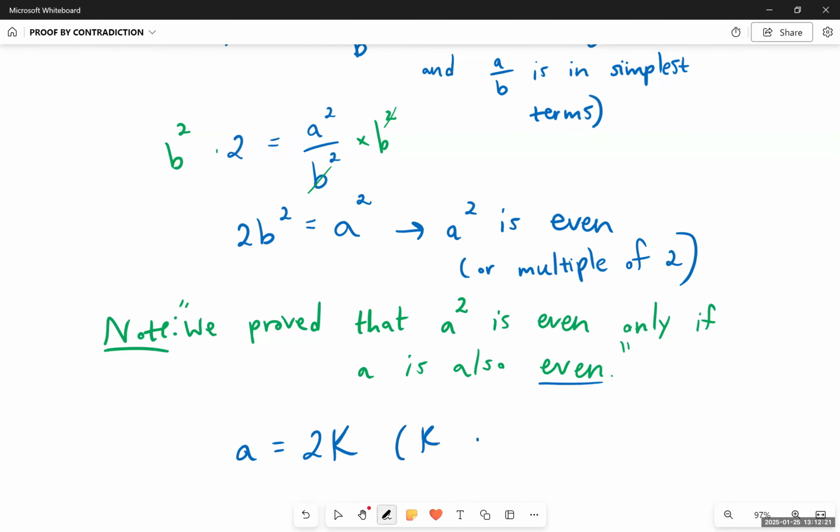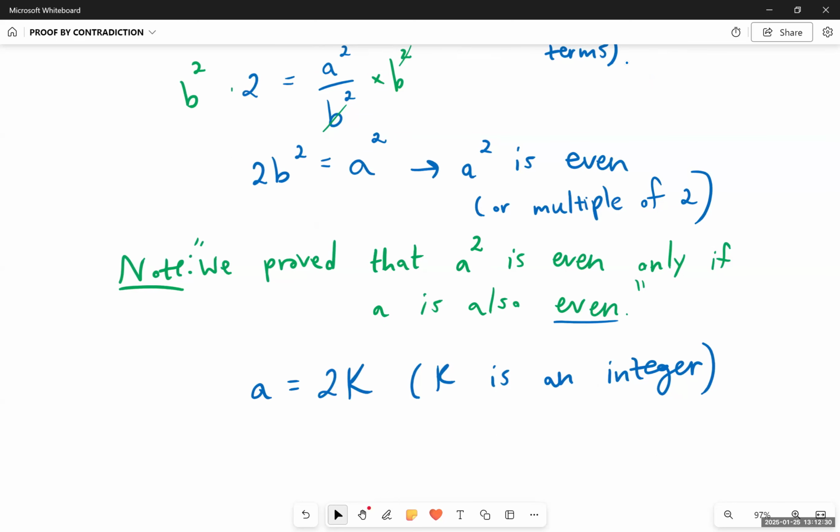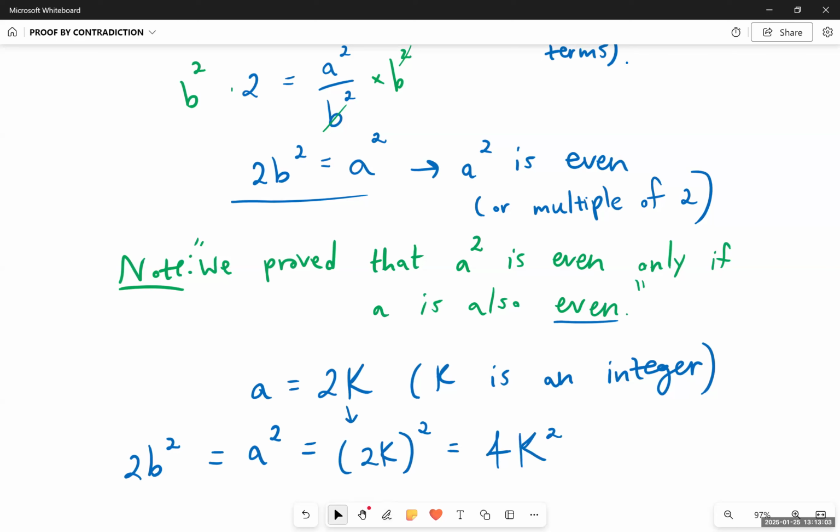So k is just any integer that makes a an even value as a result, right? So look at that sequence of conclusions and results we're getting. A is also even, and I'm rewriting it as 2k. And so a squared is, we said, 2b squared from before, you'll recall. But also from this definition of a being an even number, we also get that it's 2k squared, which can be rewritten as 4k squared if you expand.